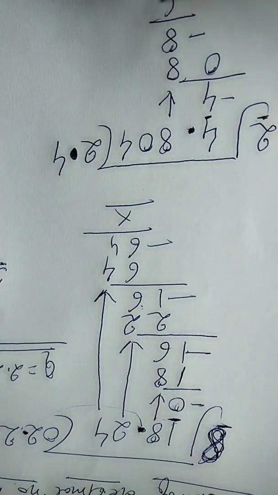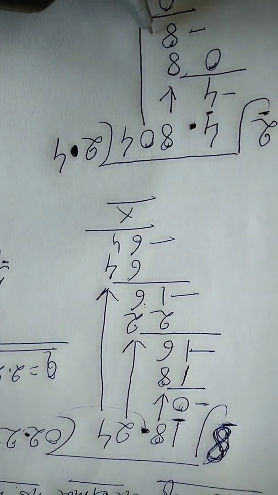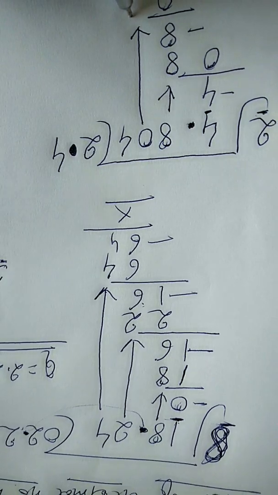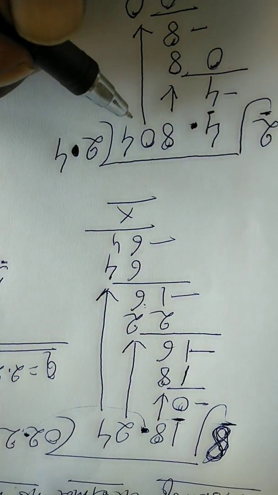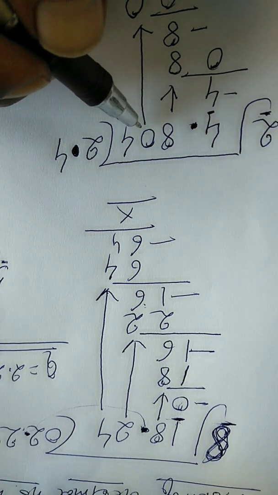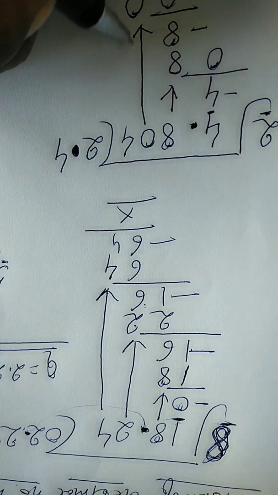Subtract it, you will get again 0. After that, down the next digit 0. When you down the digit, 0 down kar liya aapne.